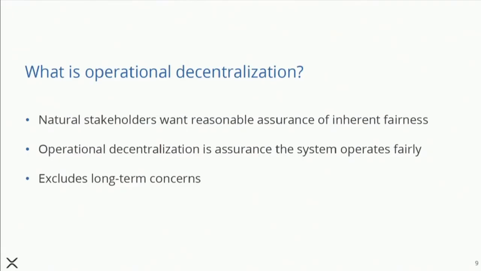So for example, operational decentralization with Bitcoin means if I submit a Bitcoin transaction right now, and it complies with all of the rules, it pays a large enough fee, I have the Bitcoins, it's all valid, can I have reasonable assurance that it's going to execute, that the system isn't going to sort of single me out? It's a form of sort of short-term censorship.